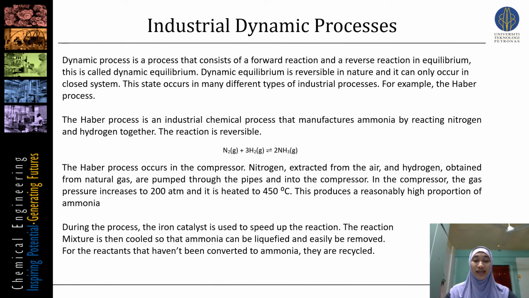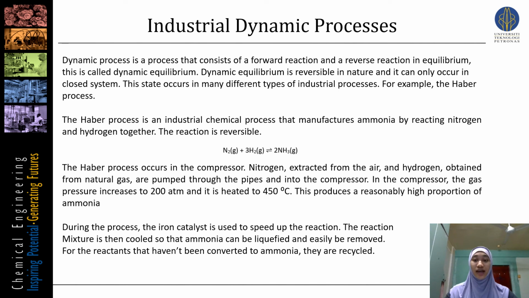The Haber process is an industrial chemical process that manufactures ammonia by reacting nitrogen and hydrogen together. The reaction is reversible. The Haber process occurs in the compressor. Nitrogen extracted from the air and hydrogen obtained from natural gas are pumped through the pipes and into the compressor. In the compressor, the gas pressure increases to 200 atmospheres and it is heated to 450 Celsius.